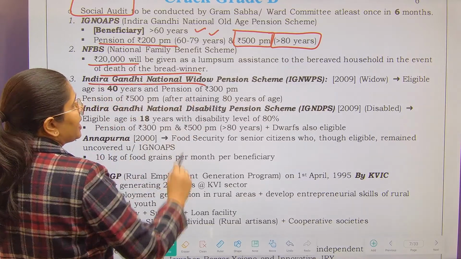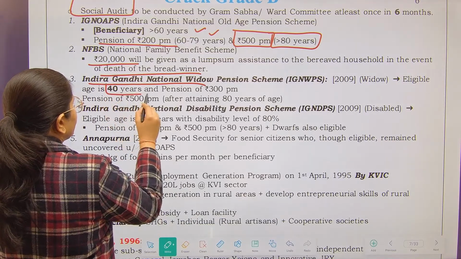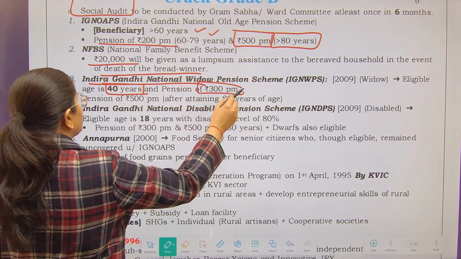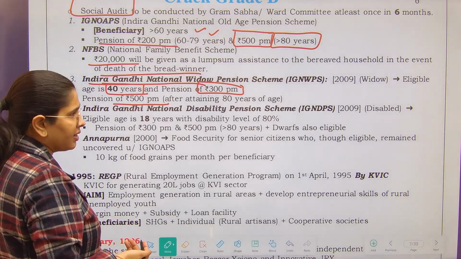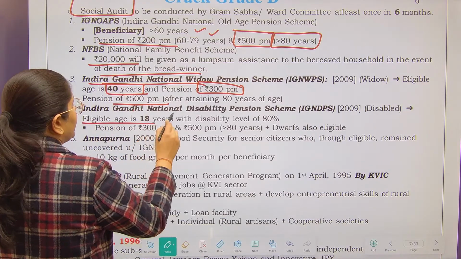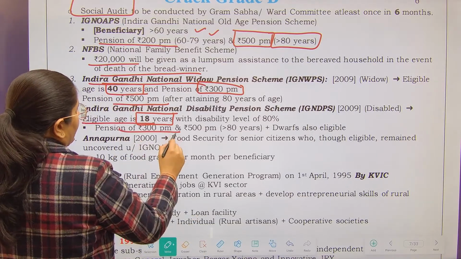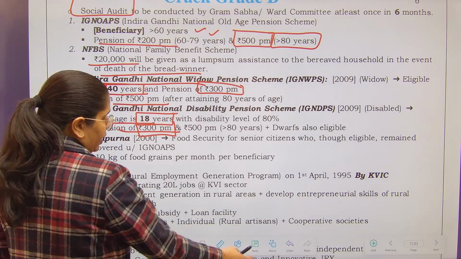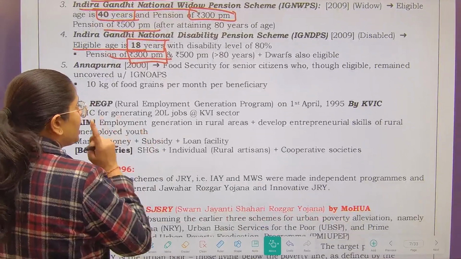Next is Indira Gandhi National Widow Pension Scheme. For all those widows, eligibility age should be 40 years and the pension they will get is 300 rupees per month. 500 rupees per month will be given after attaining the age of 80 years. Indira Gandhi Disability Pension Scheme: eligibility is 18 years with disability level of 80%. Pension of 300 rupees per month, and 500 rupees per month if the age is above 80 years. Dwarfs are also eligible under this.